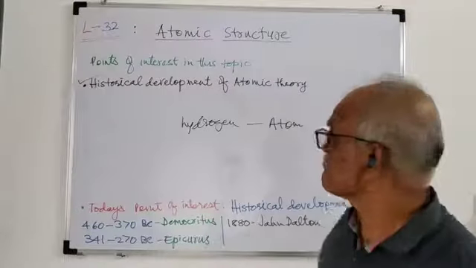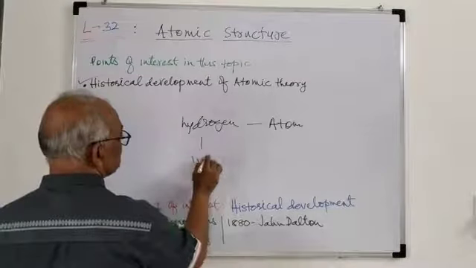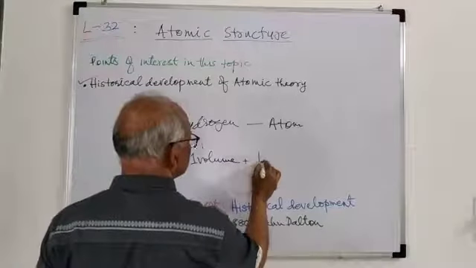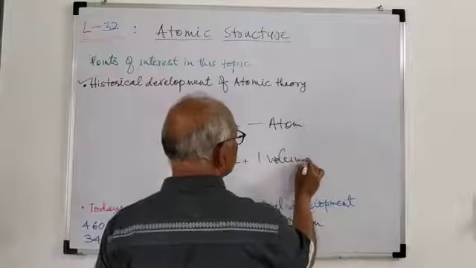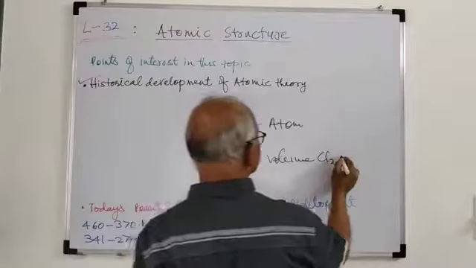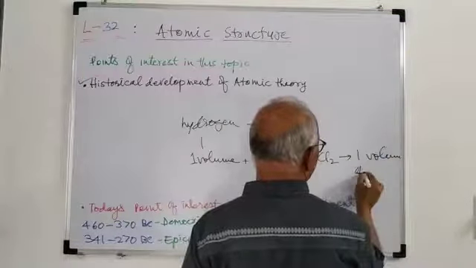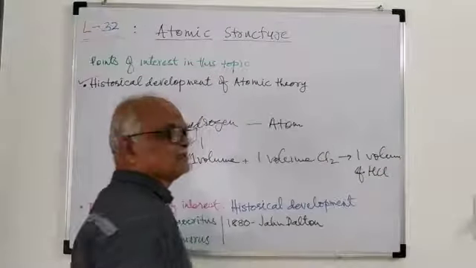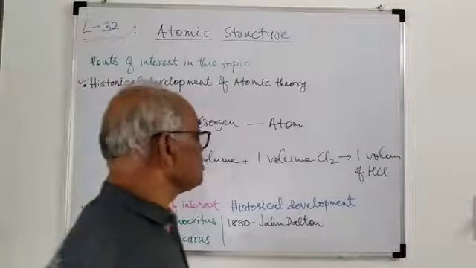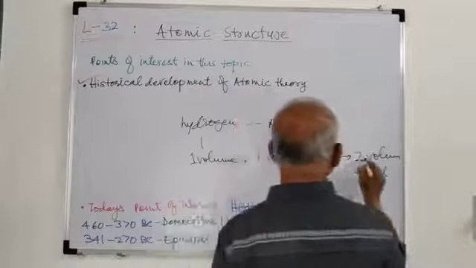What is meant by this? If one volume of hydrogen reacts with one volume of chlorine, it gives HCl. Actually it gives two volumes of HCl in the reaction.